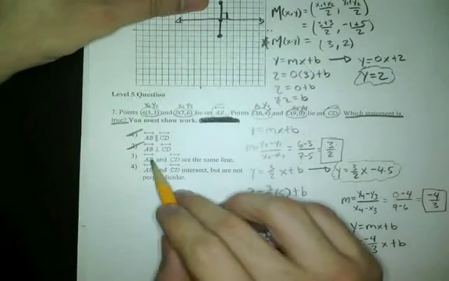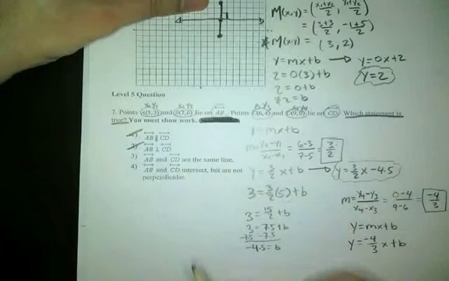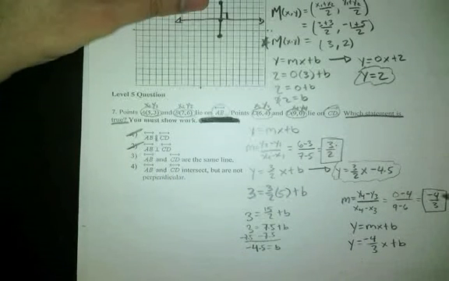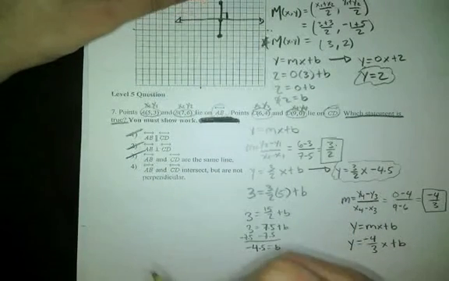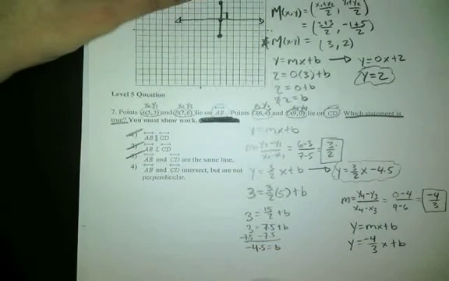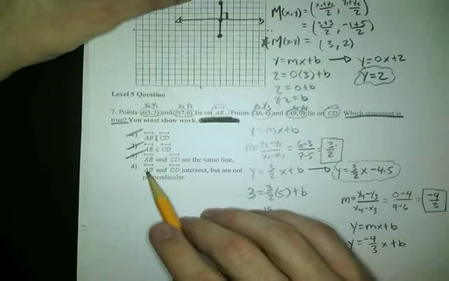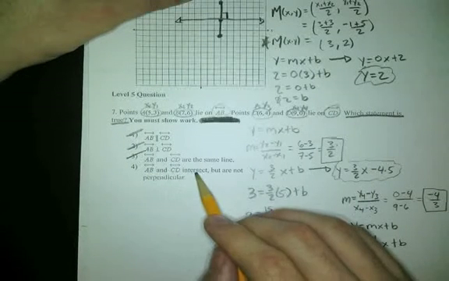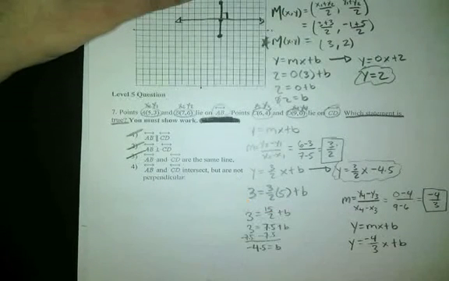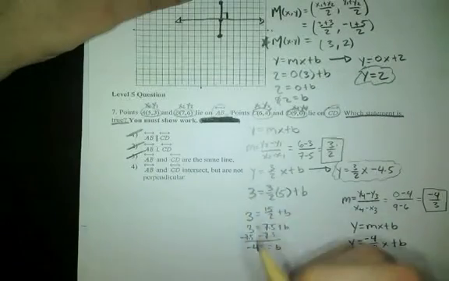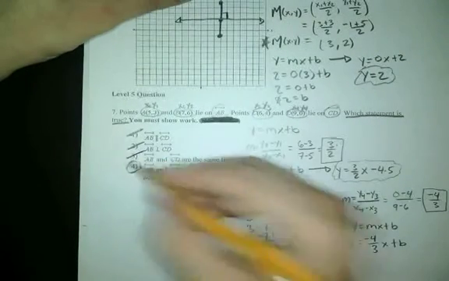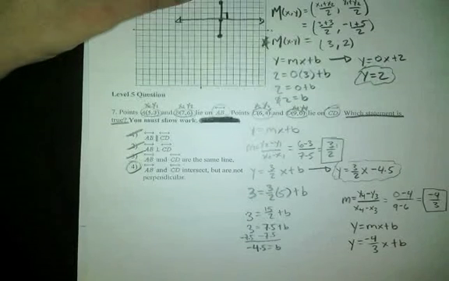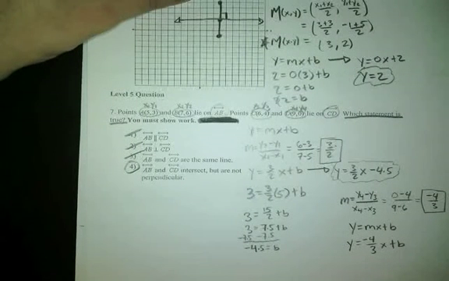Option 3 says that they are the same line, which means they would need to once again have the same slope, which we saw already is not true. So the only option that is left is that line AB and line CD intersect but are not perpendicular. In other words, they have different slopes, which is true. So I'm going to circle number 4, and I have completed question number 7.